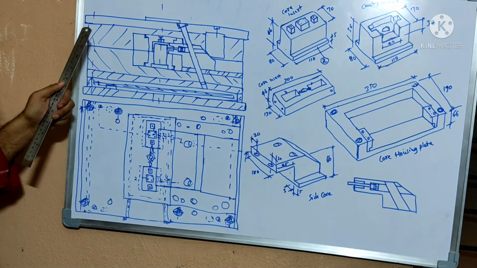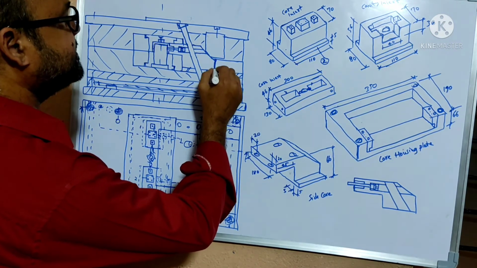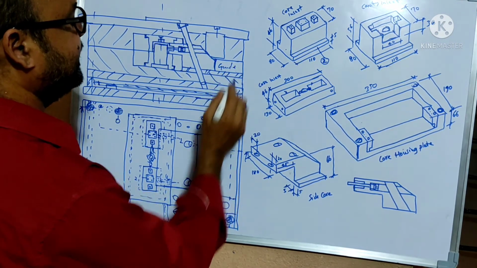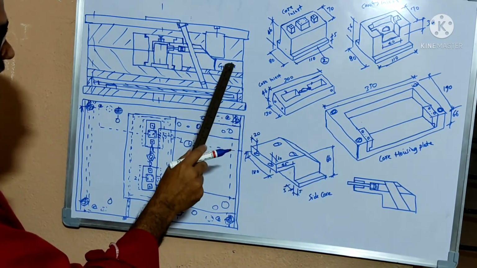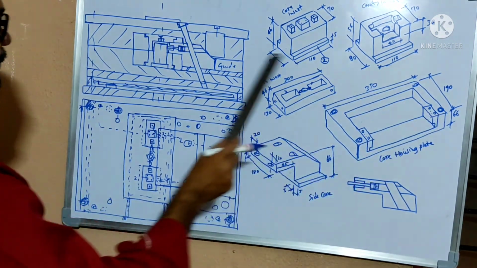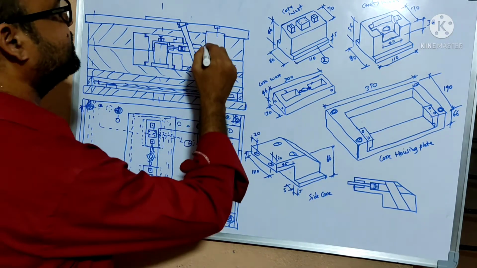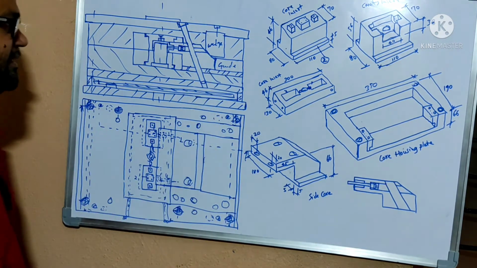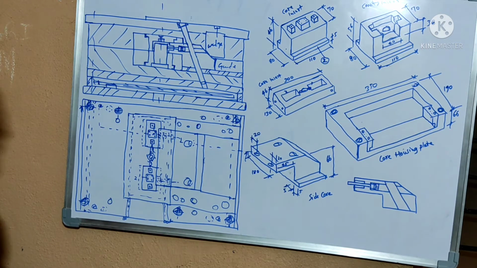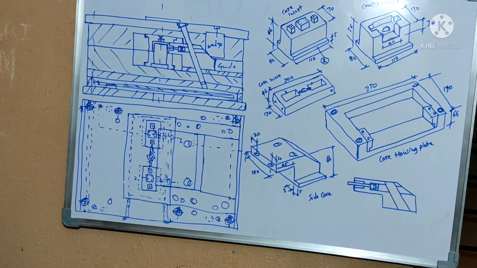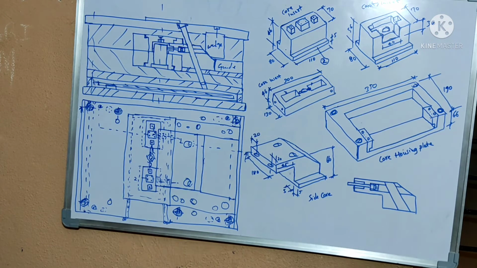I didn't show them. And here it is the wedge, and this one is the guide. This guide is shown here, 1 and 2. Similarly, here it is the wedge. You are seeing this one is the wedge. The main purpose of the wedge, you know, is that it locks the side core during the process, and while opening the mold, it releases the side core from the cavity.